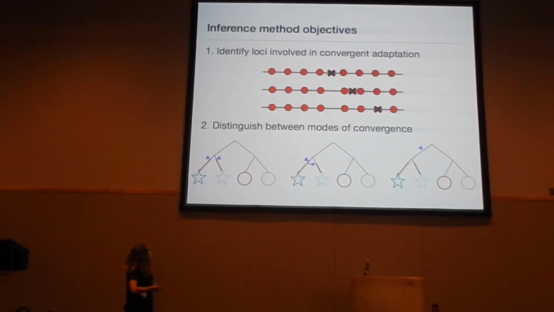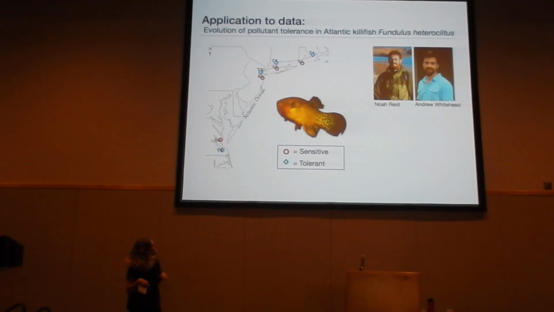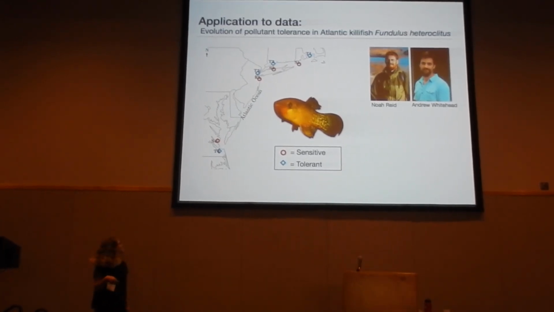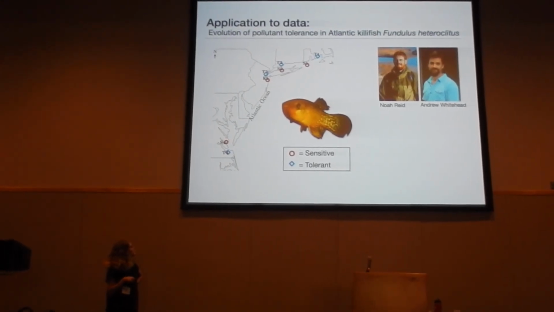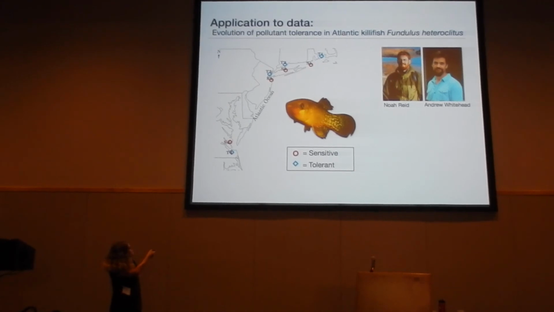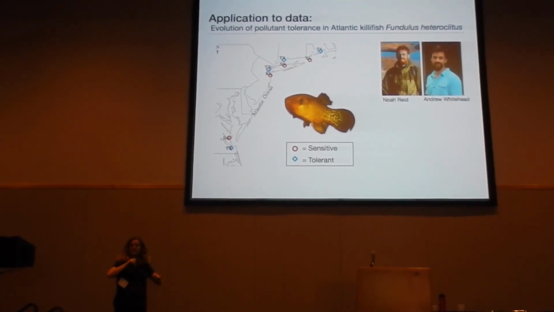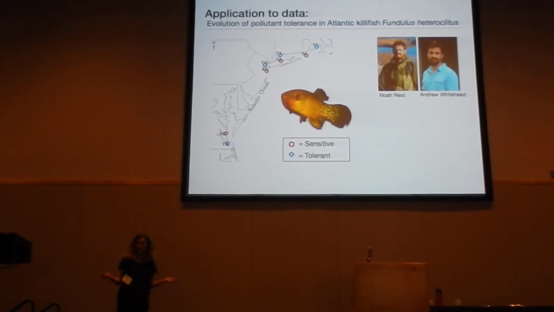Okay, so we have done just that in studying the evolution of pollution tolerance in the Atlantic killifish, Fundulus heteroclitus, and this work has been done in collaboration with Noah Reid and Andrew Whitehead. All right, so what they have done is they sampled population genomic samples from 4 pairs of populations across the east coast of the United States, where they have both sensitive and tolerant fish. The tolerant fish are able to live in very high concentrations of pollutants.